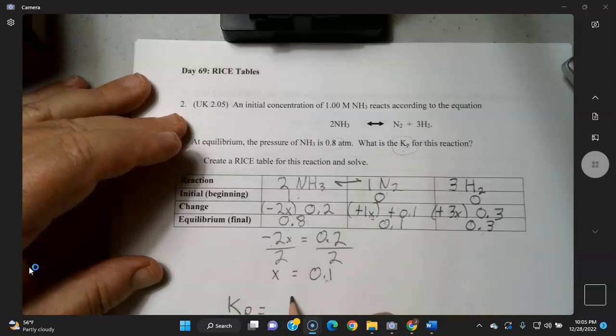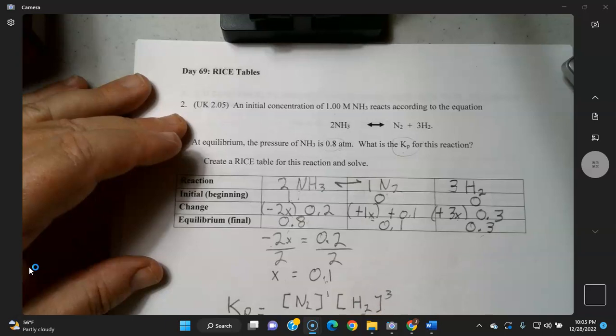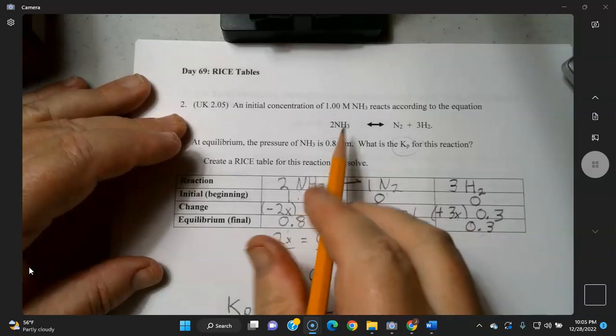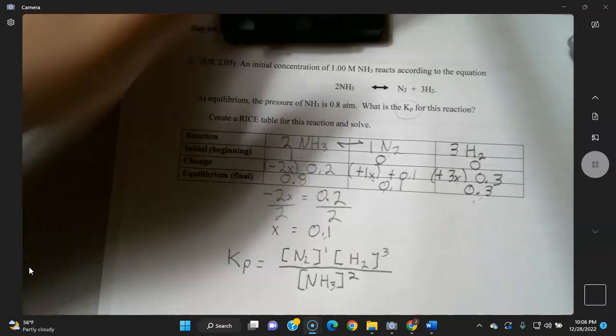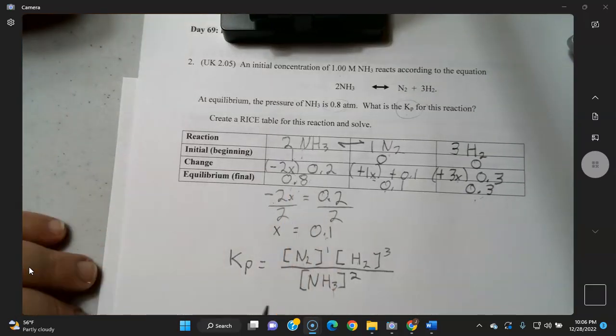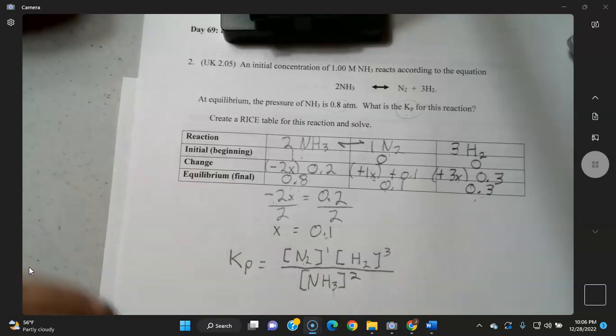Okay, this goes on top, to the first. To the third. And down at the bottom is this, and that's squared. So now you just plug in your numbers, okay? You've got H2 is this number, N2 is this number, NH3 is this number. Do the math on that. Let me get on screen here. NH3 is this number, and do the math on that, and you'll come out with your answer for Kp.